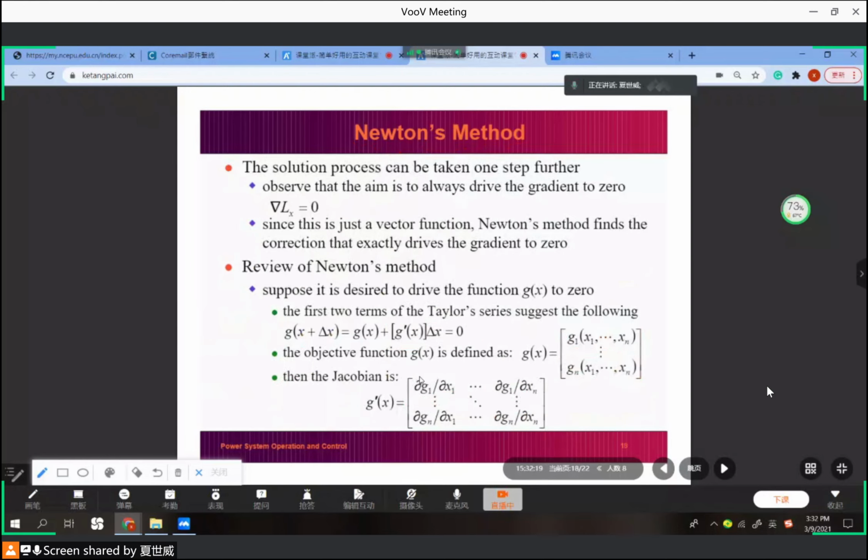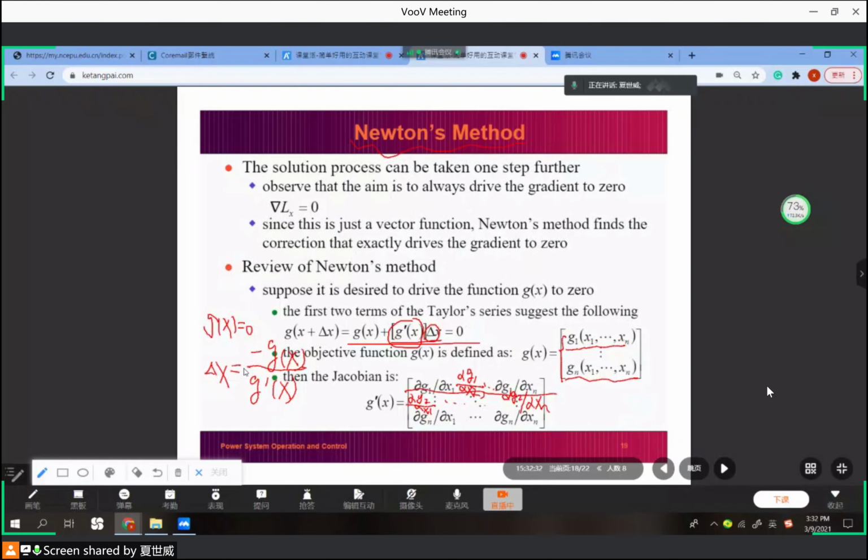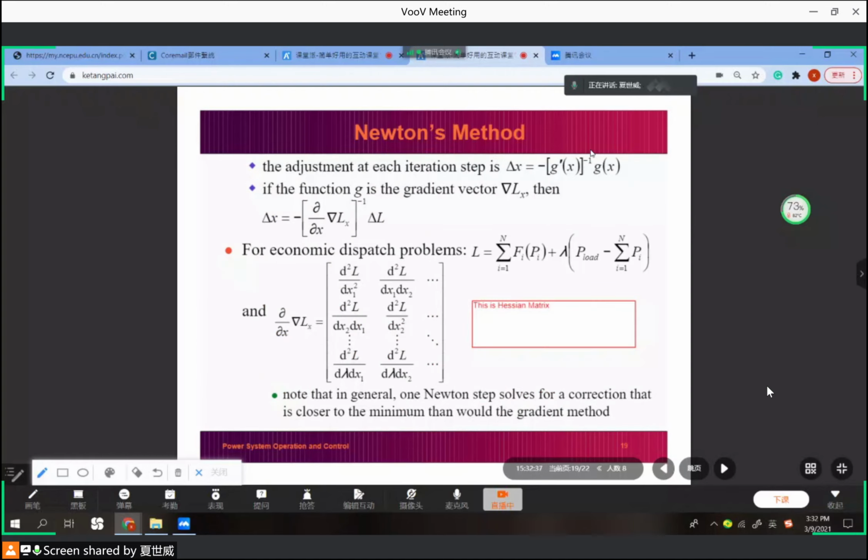Based on this, we can calculate delta x like this: delta x equals minus the inverse of the first order derivative of g(x), times g(x). It is very similar to dividing by the first order derivative; this is just the inverse. So if you have an initial value x, and you can also get the first order derivative of g(x), based on this you can update x.